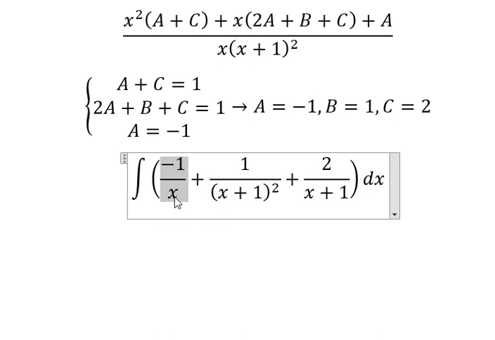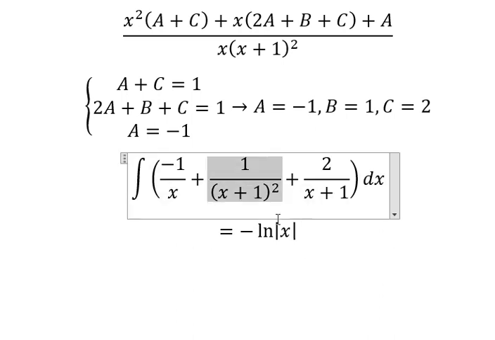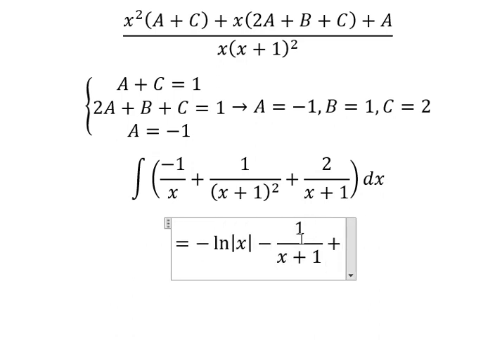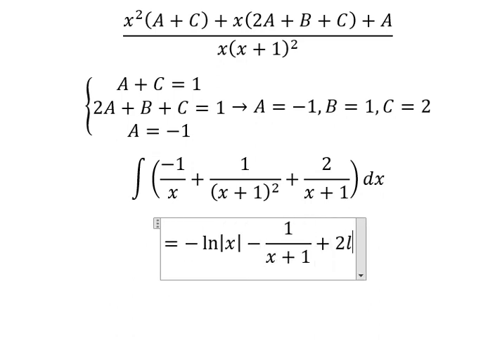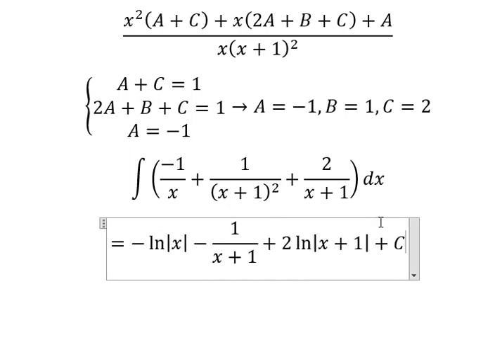The integration of this one, we have negative ln of the absolute value of s. The integration of this one, we have negative 1 over s plus 1. And the last one, that's 2 ln of the absolute value of s plus 1. And we put c in here.